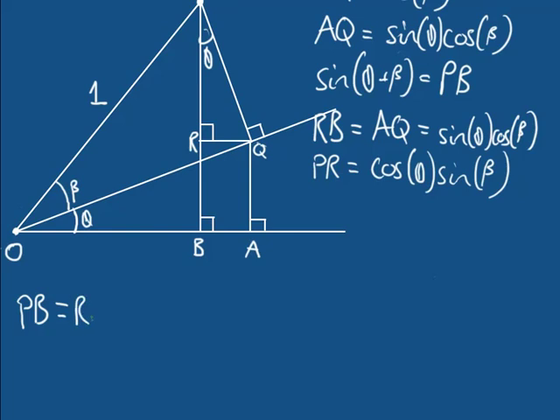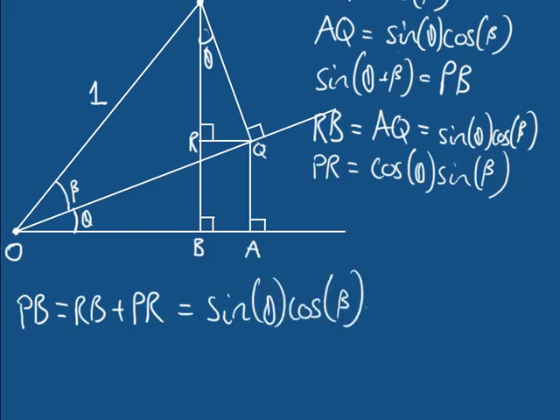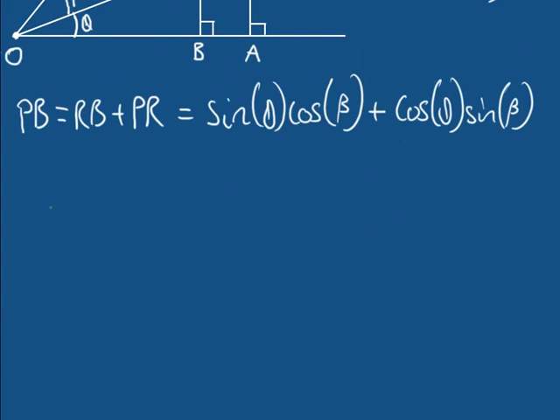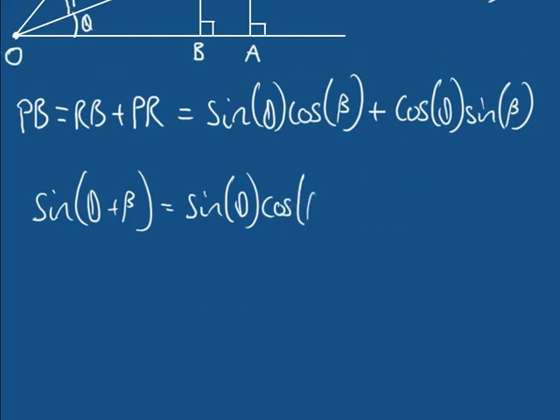So it's equal to RB plus PR, where RB is equal to sine of theta cos of beta. So it's equal to the sine of theta times the cosine of beta, plus PR, which is the cosine of theta times the sine of beta. Now, once again, what did we say about PB? Well, PB is equal to the sine of theta plus beta. So the sine of theta plus beta is equal to the sine of theta times the cosine of beta plus the cosine of theta times the sine of beta.